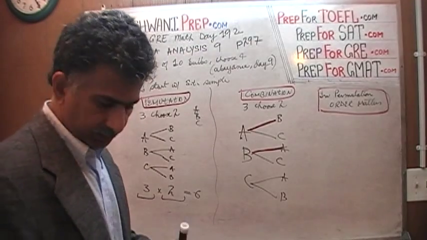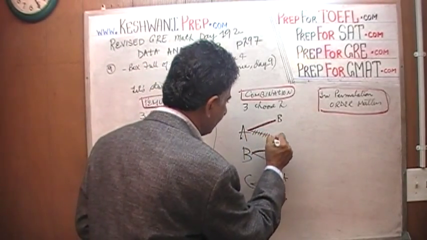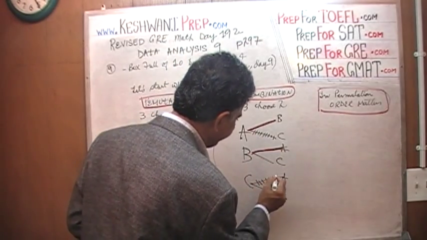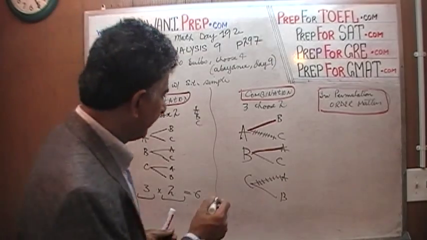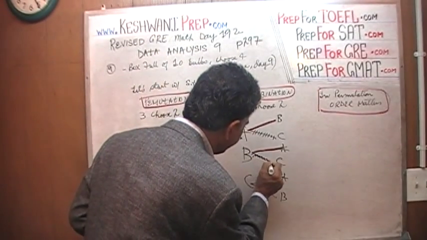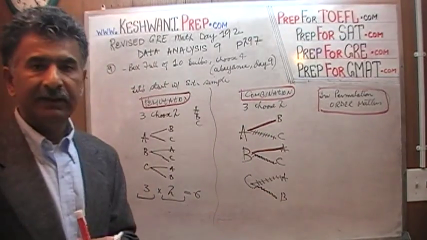That won't do. Similarly, here we have A, C, and we have C, A. That won't do at all. Then we have B, C, and we have C, B. As you can see, everything is repeated.